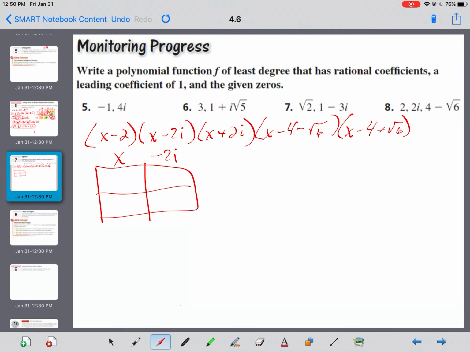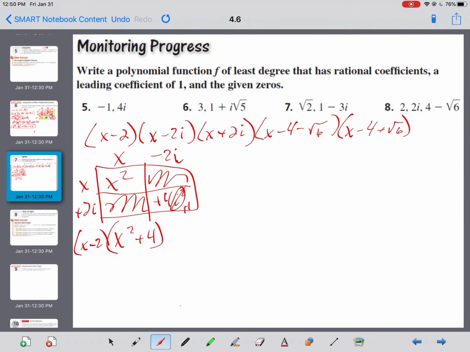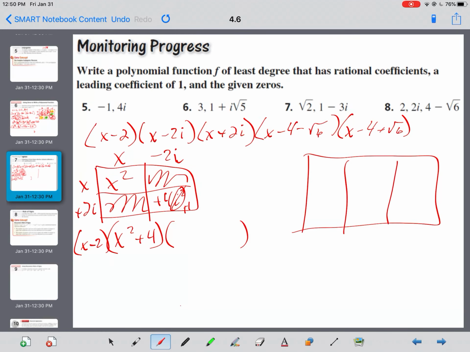I'm going to do x minus 2i, x plus 2i, x squared, nobody cares, and we get negative 4i squared. That's important. It's a negative 1, makes it plus x squared plus 4. Okay. And then we also still have x minus 2, and we're going to have some other answer here. Let's do the bigger box. x minus 4 minus square root of 6, x minus 4 plus square root of 6.